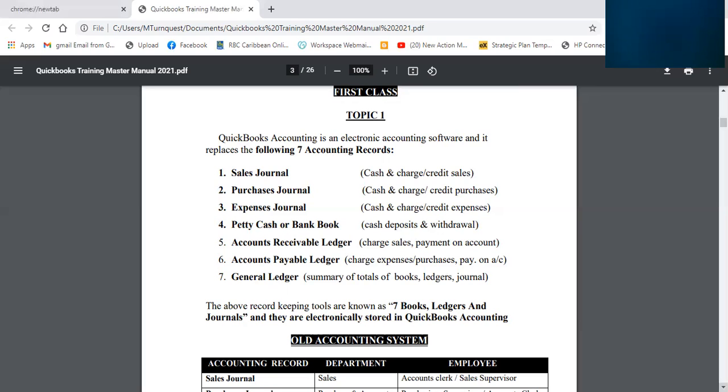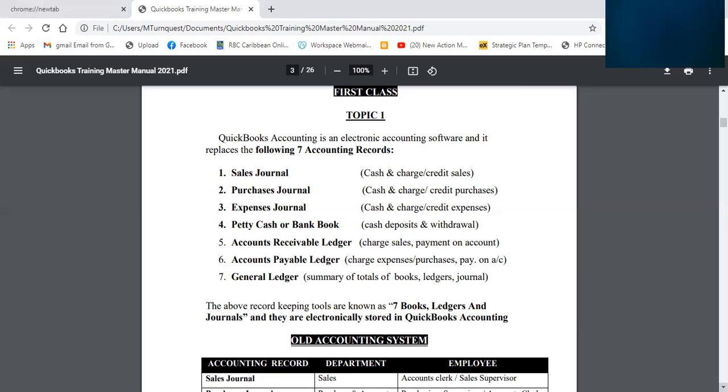Now, the QuickBooks accounting manual is a big, huge manual. I had to replace that in 2007 because it was too difficult for people to understand. So I replaced it with a summarized version of the most important things that you need to know about QuickBooks.